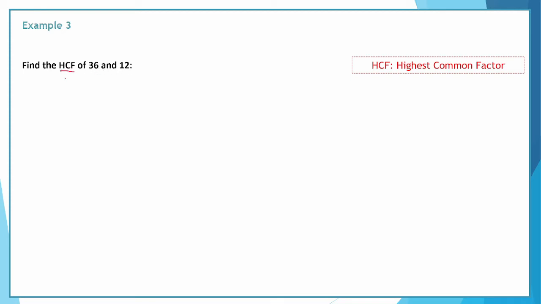What does HCF really mean? If we look at the actual definition, we've got highest, meaning the largest, common, meaning the same between the two numbers, and factor. So we're going to look at the biggest number that goes into both of these numbers, so you can divide 36 and 12 by that number to give us a whole number afterwards.